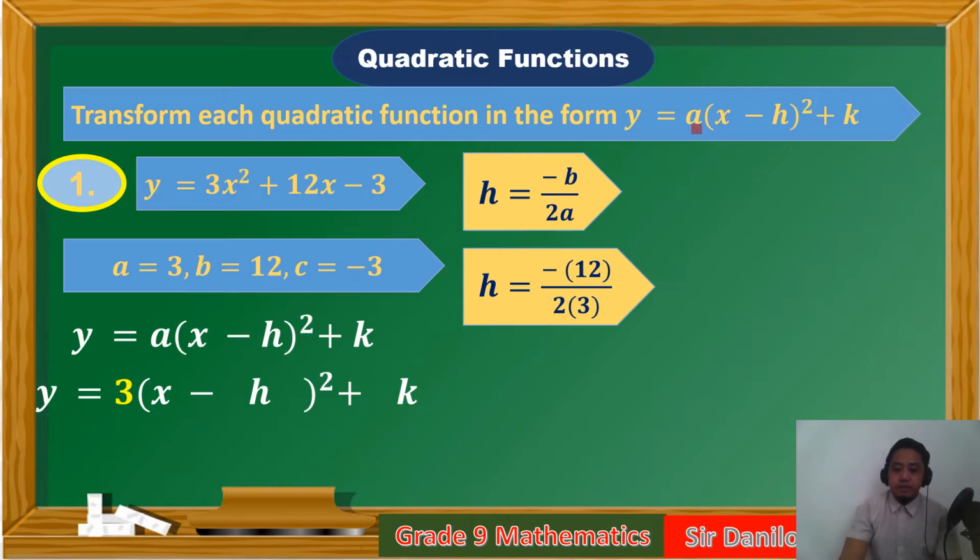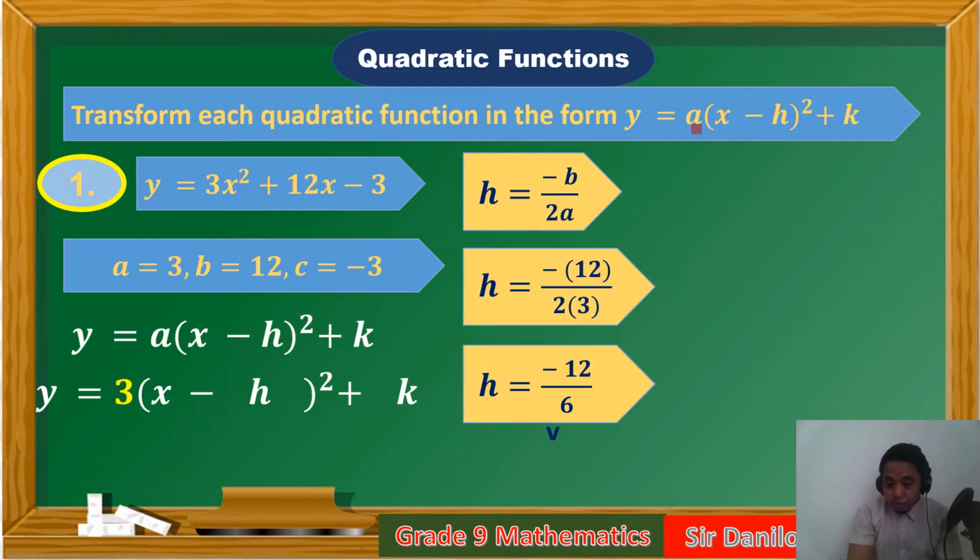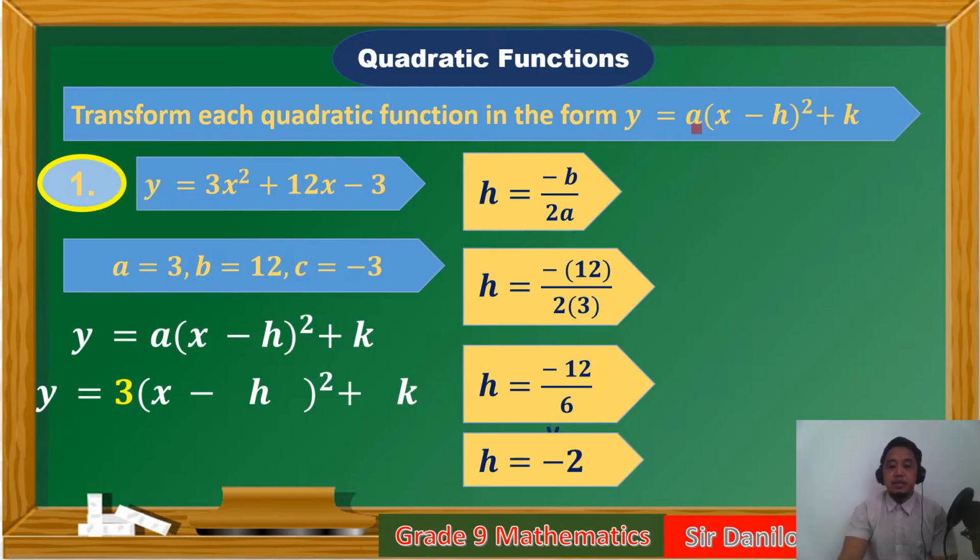So, negative times positive, that is negative 12 over, what's this? 2 times 3, 6. Of course, negative 12 divided by 6, that is negative 2. So, itong h na to, pupunta natin yan dito. Lalagay natin sa value na h. And don't forget to write the parenthesis. So, you have x minus, kasi on our formula, negative siya talaga dito. Okay? Or in our function. Ito yun, no? Okay.